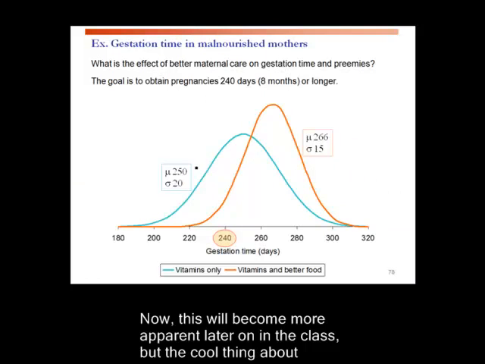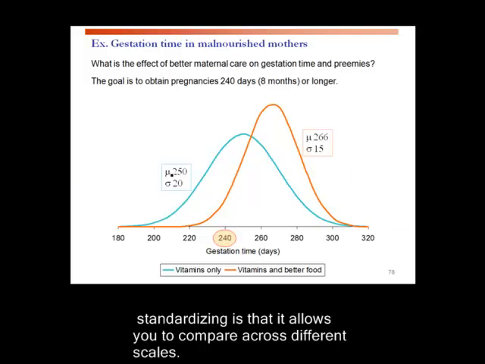The blue curve has a mean of what? And a standard deviation. And the orange curve has a mean of 266 and a standard deviation of 15. Would you agree that just by looking at it, you know that on average, the women who are taking vitamins and better food have a longer gestation period on average? Does it make sense? The mean has already shifted by 16 days.